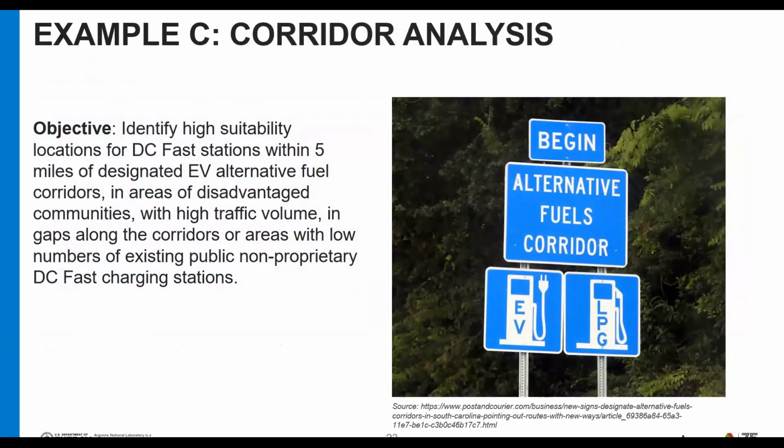So the last example is a corridor analysis. For this one, we want to identify high suitability locations for DC fast charging within 5 miles of designated EV alternative fuel corridors. In most cases, there are charging stations along the corridors already, but we still found some gaps in between these charging stations, and those are the gaps we want to fill in. Next one.